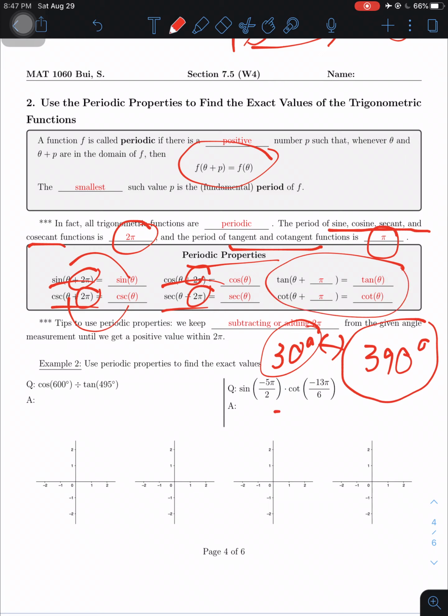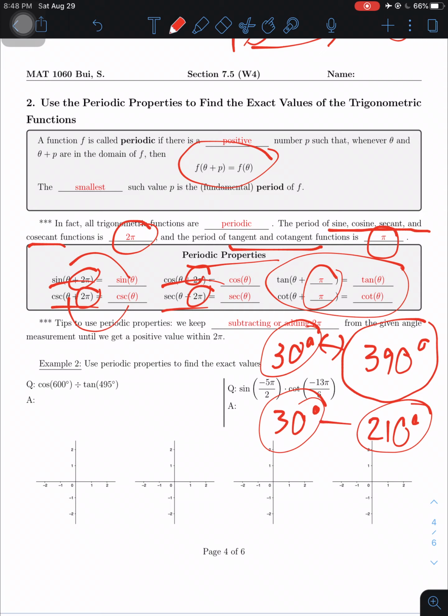For example, for 30 degrees, you only have to add 180 to it, so that you have the same tangent and cotangent value. So for 30 plus 180, we're going to get 210 degrees, right? So then these two angles will have the same tangent and cotangent values.